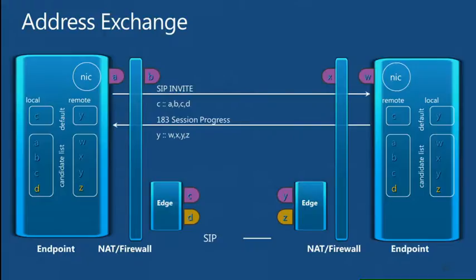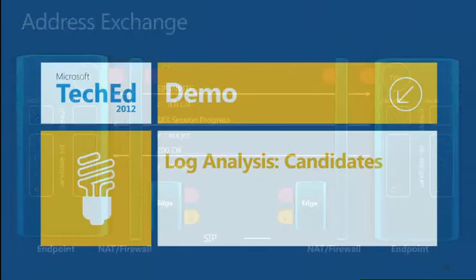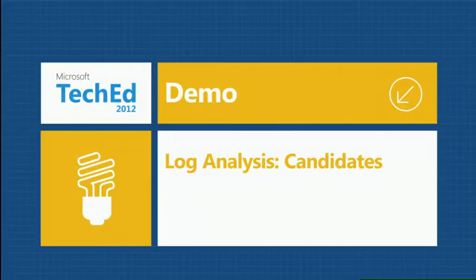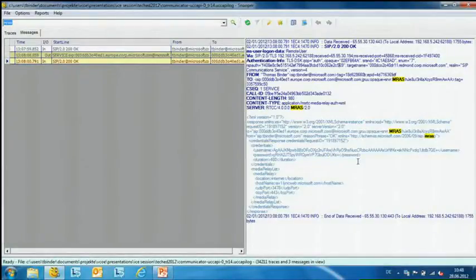Okay, so there is this session progress. And then finally, someone picks up on the other side, the 200 OK. That means this is the endpoint that we are going to use for this call. And here are my candidates again. Now let's have the call. And we are going to look now again at the log to see this happening.